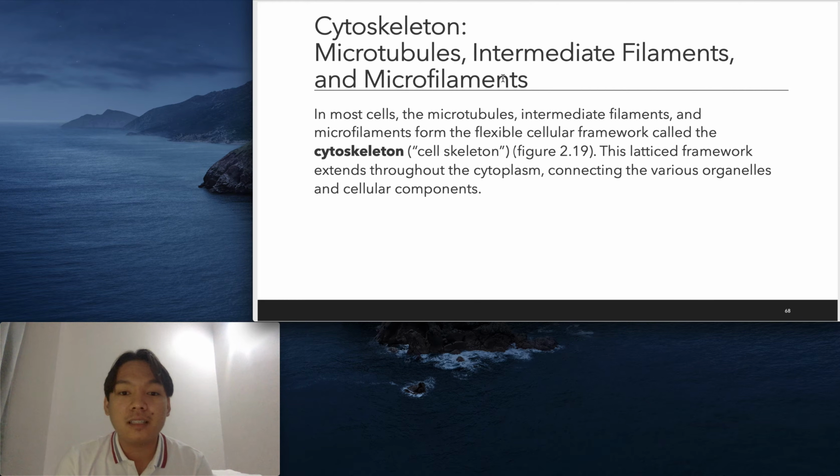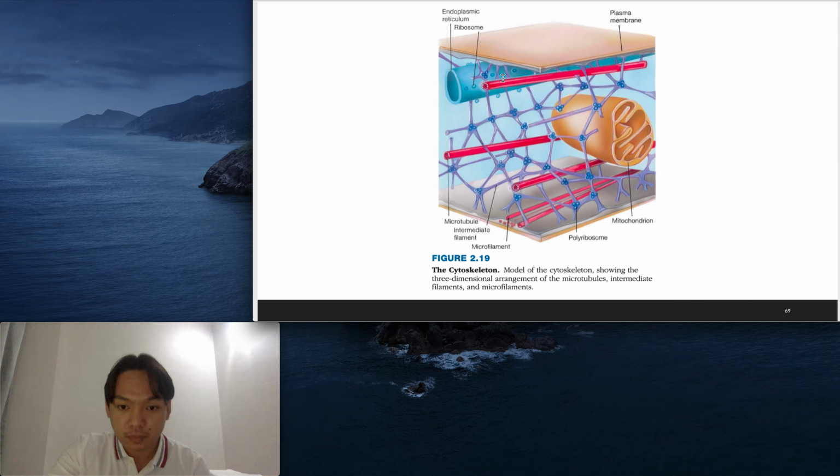For the cytoskeleton, it's easy to remember because it's the cell skeleton of your cell. It forms a lattice framework that extends throughout the cytoplasm, connecting different organelles and cellular components. It gives the cell its shape and its scaffold. This is the model of your cytoskeleton, showing the 3D arrangement of the microtubules, intermediate filaments, and the microfilaments.